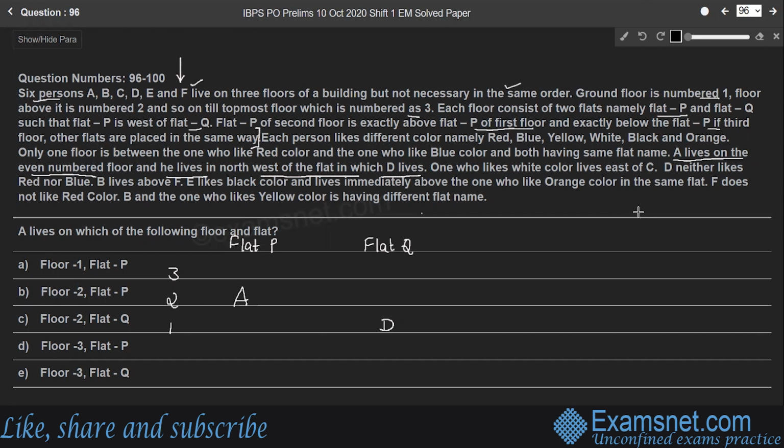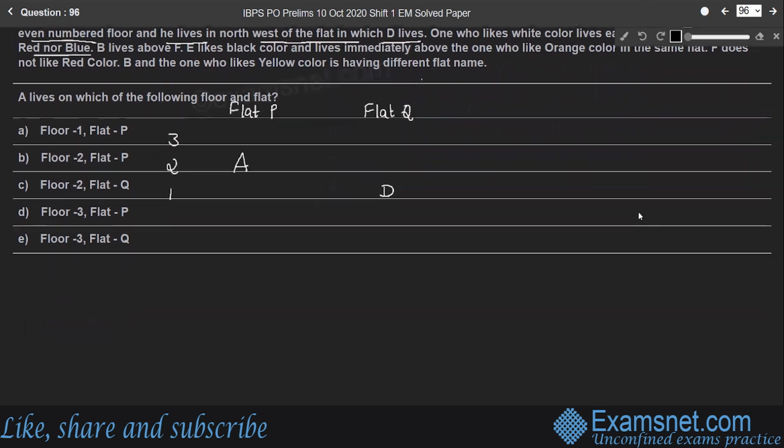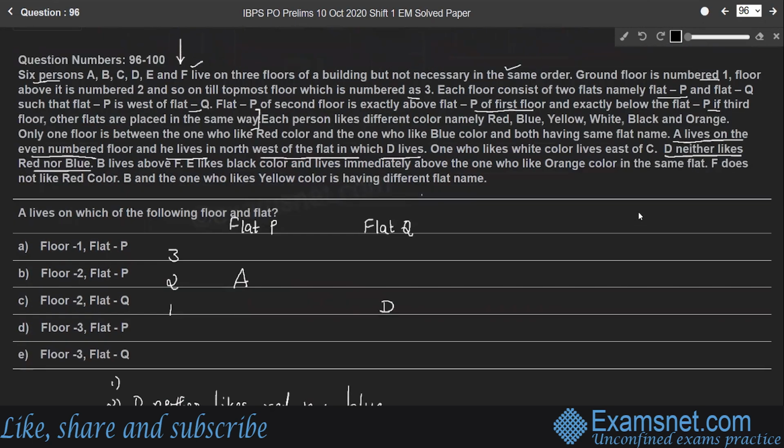And the next one, D neither likes red nor blue. So which is important here for the next point. Therefore, for the next point, only one floor is between the one who likes red color and the one who likes blue color. Therefore, the in between floor should be the second floor. One floor between the one who likes red color and blue color should be that one floor. Between floor should be second floor.